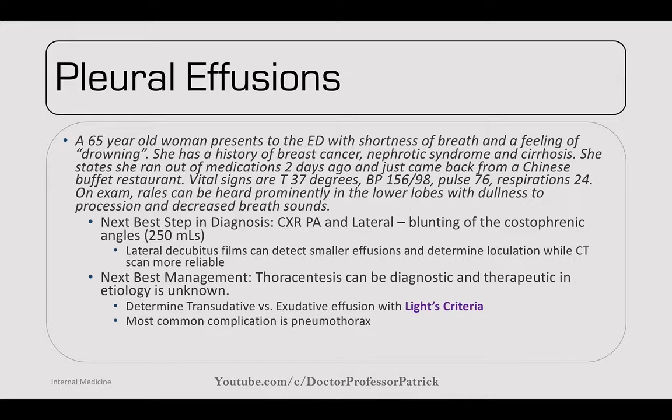So your lateral decubitus films can detect a smaller effusion and determine whether it's loculated on CT, and that can be more reliable. So your next best step in management is a thoracentesis. It's diagnostic and therapeutic if the etiology is unknown, as in this case with a history of cirrhosis, nephrotic syndrome, breast cancer, and CHF. So we want to determine whether it's transudative versus exudative with the Light's criteria, and the most common complication is a pneumothorax.